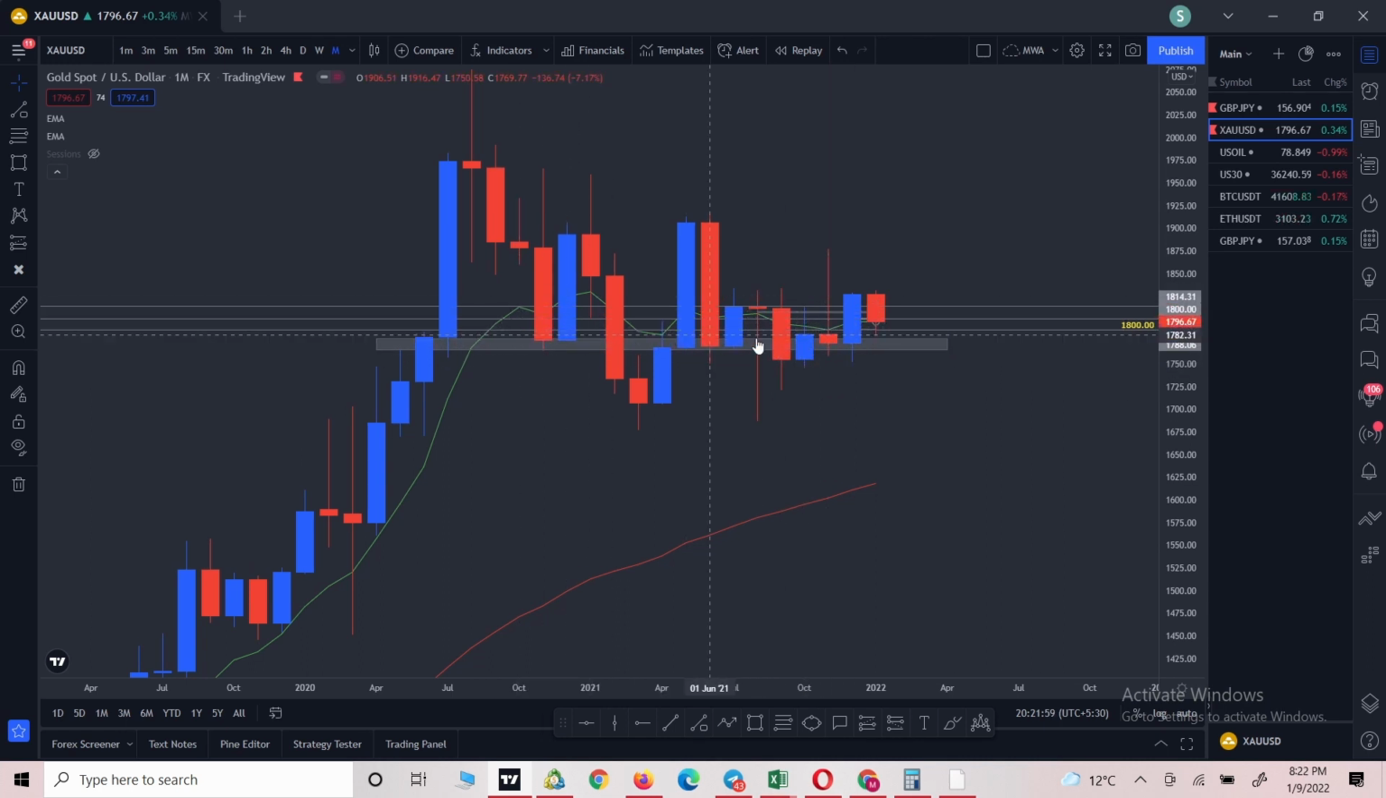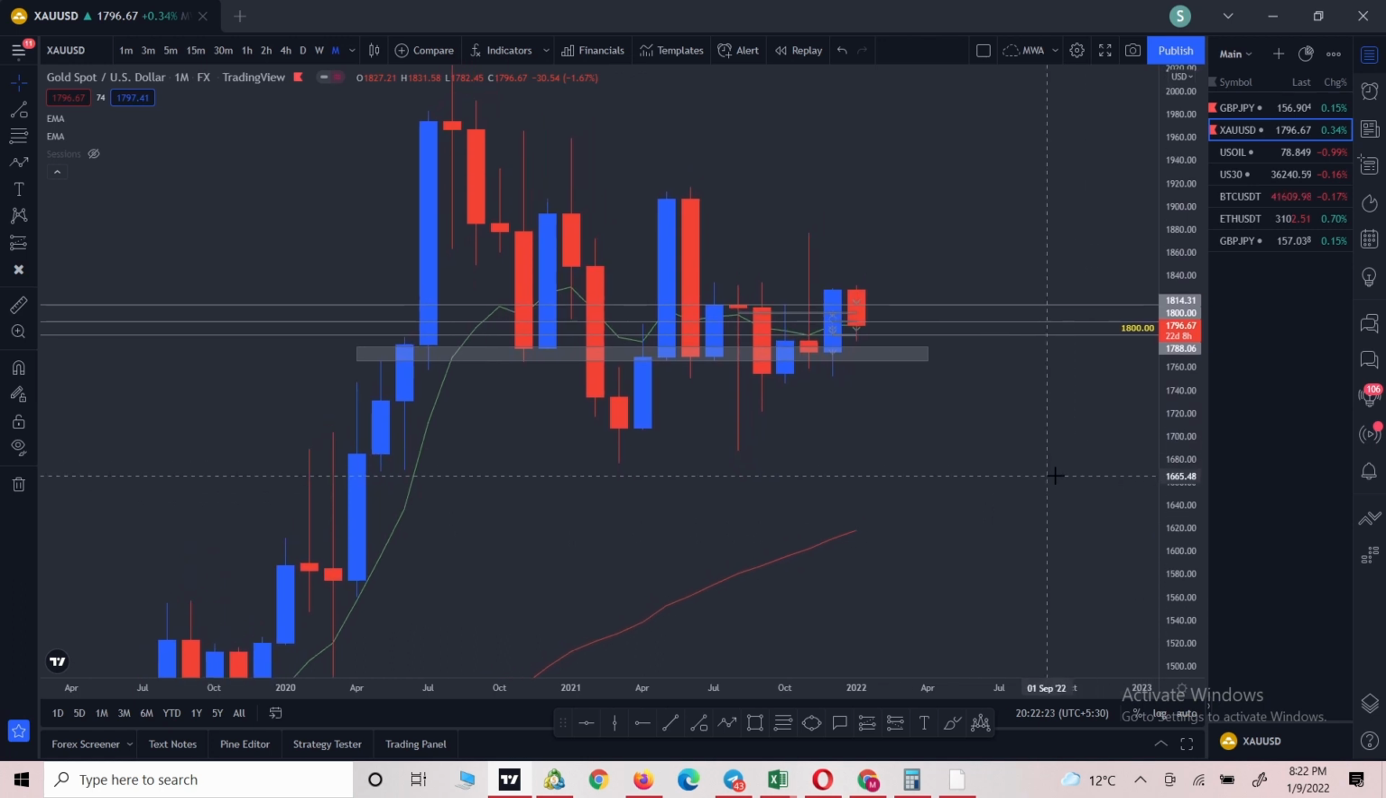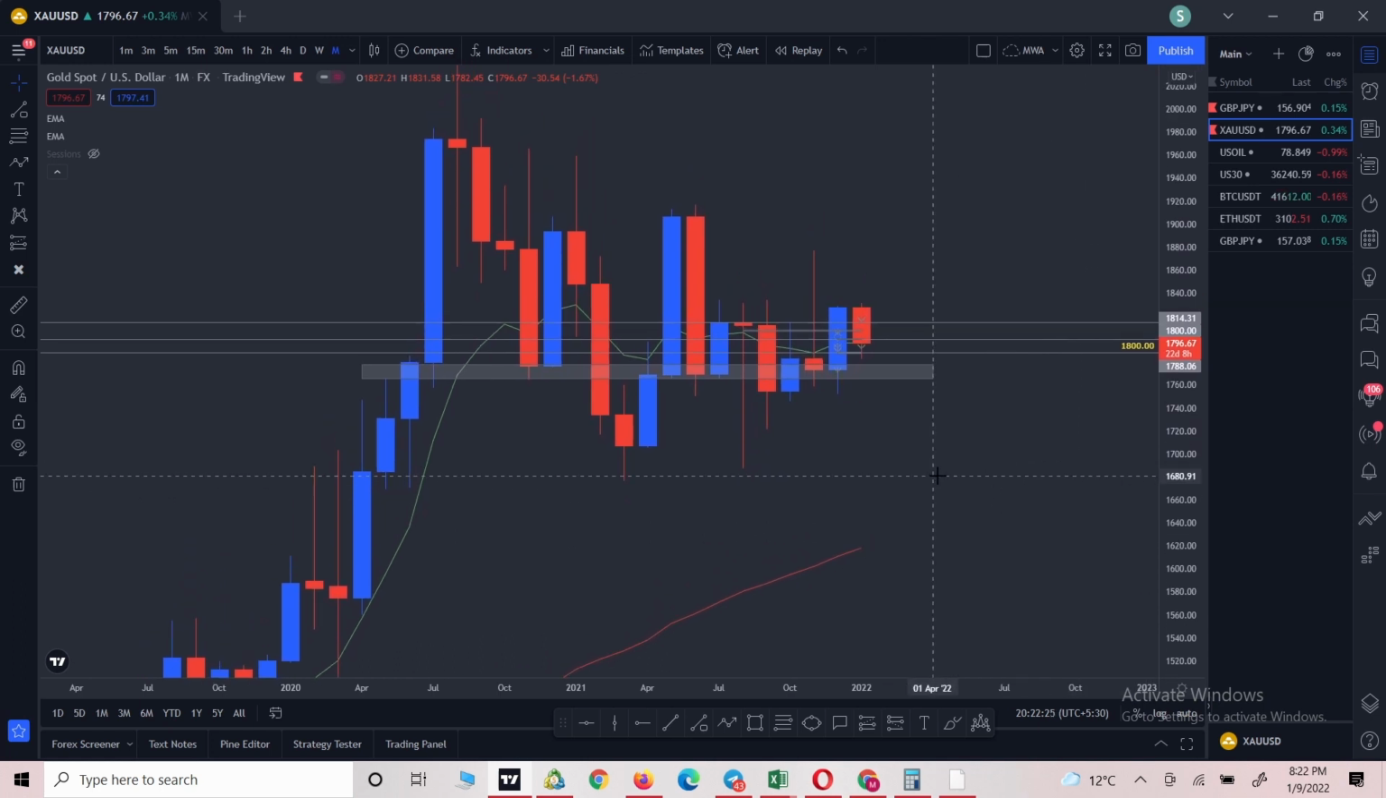In November, as you can see, price retested this area, and in December we made a higher high with respect to the previous high. The price bounced from this area and made a high. Then again, price retested the area, and now we made a higher high with respect to this high. So as we can see, the market is looking very bullish now on the monthly time frame.